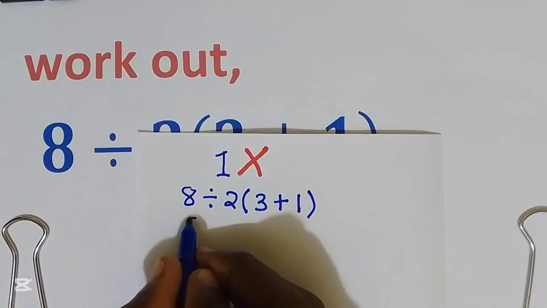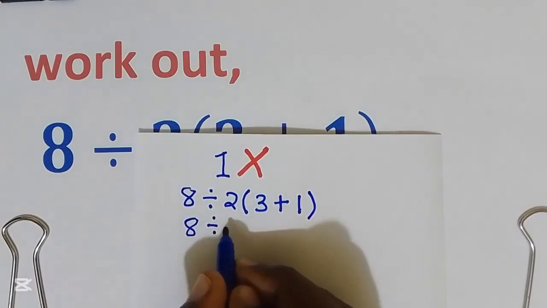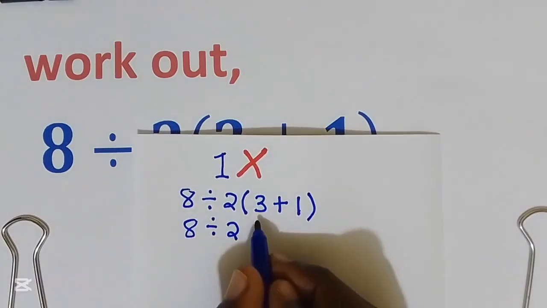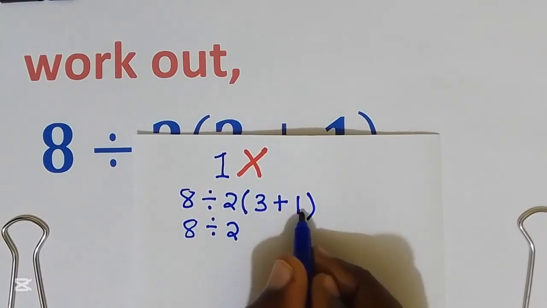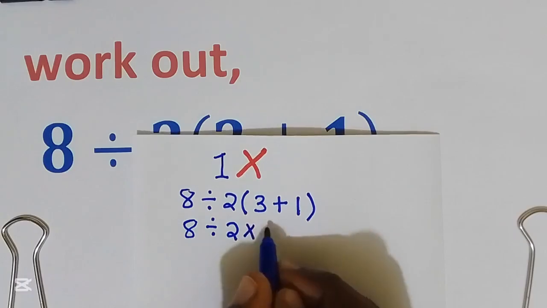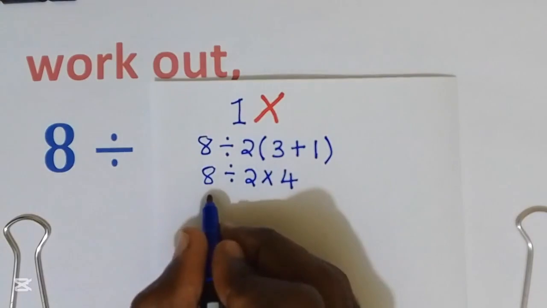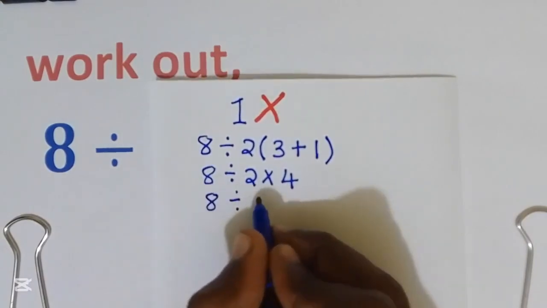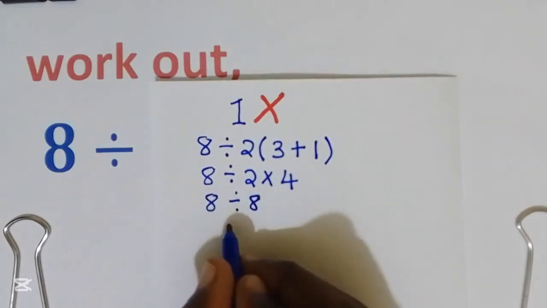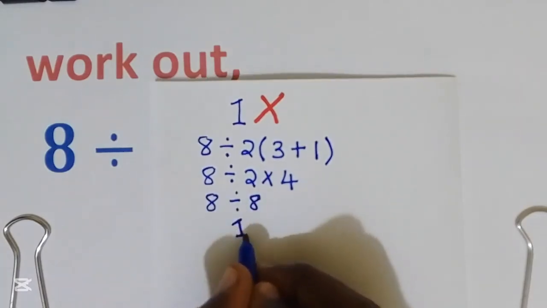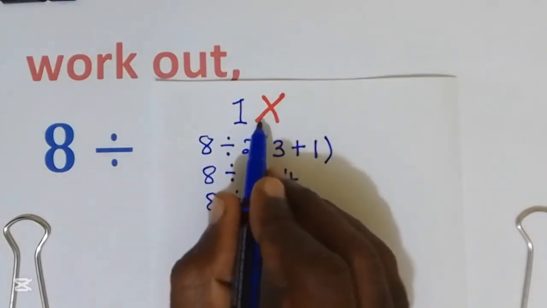They take 8 divided by 2. After that, they work in the bracket, that is 3 plus 1. They get that equal to 4. Then they continue doing here. They get 8 divided by 2 multiplied by 4. It is 8. They end up getting answer equal to 1, which is wrong.